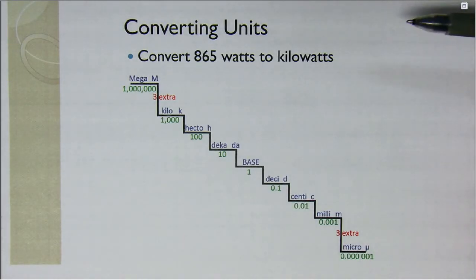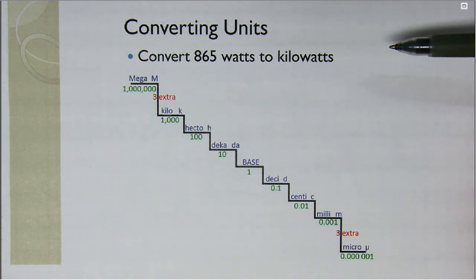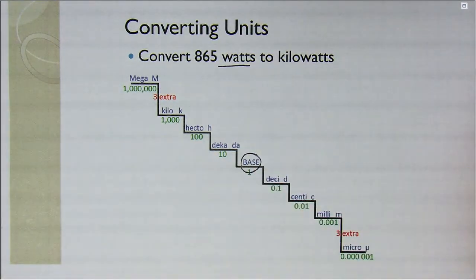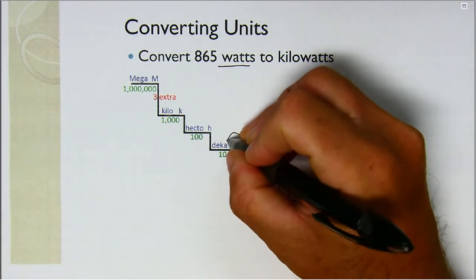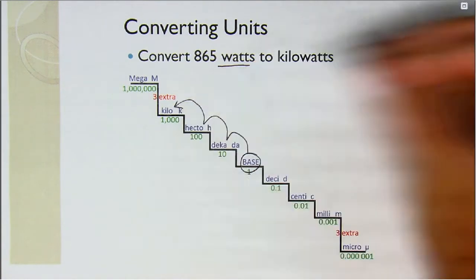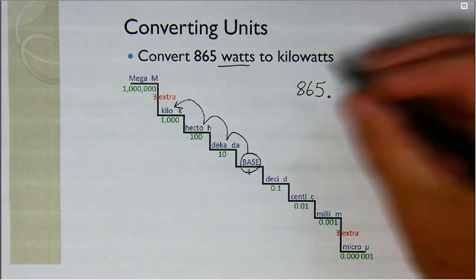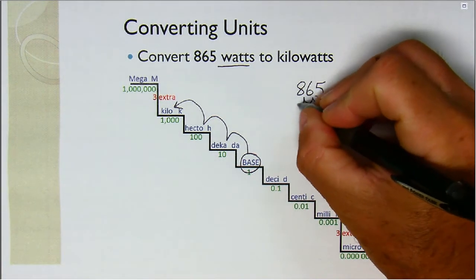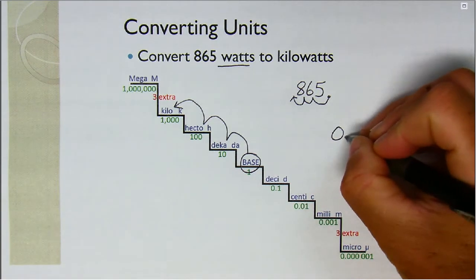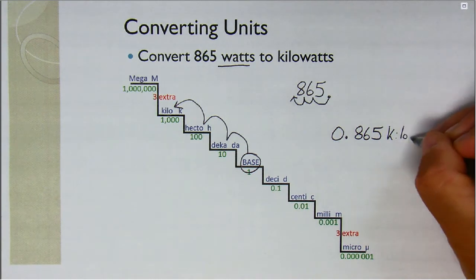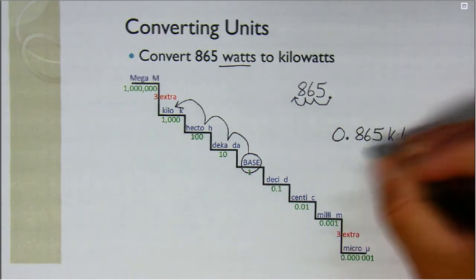I want you to do this one for practice. Convert 865 watts to kilowatts. Okay, there's no prefix on watts here, so that is our base unit. So we're going from just a plain old watt to kilowatts. That's going to be 1, 2, 3 steps to the left. 865 is what we're starting with. The decimal must be at the end of that number. 1, 2, 3 to the left means we have 0.865 kilowatts. And that's all there is to it.